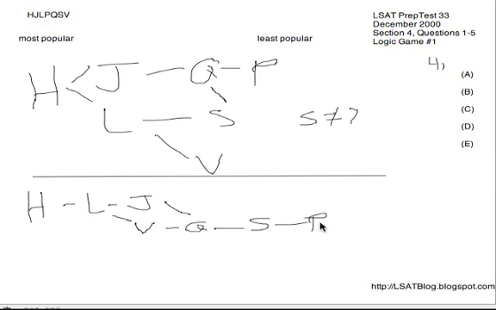So they ask us what could be true. A lot of this is certain. The only ambiguity is regarding J and V. So of course, D's our answer. J could be before V, could be after. We don't know. But D's our answer to number 4.